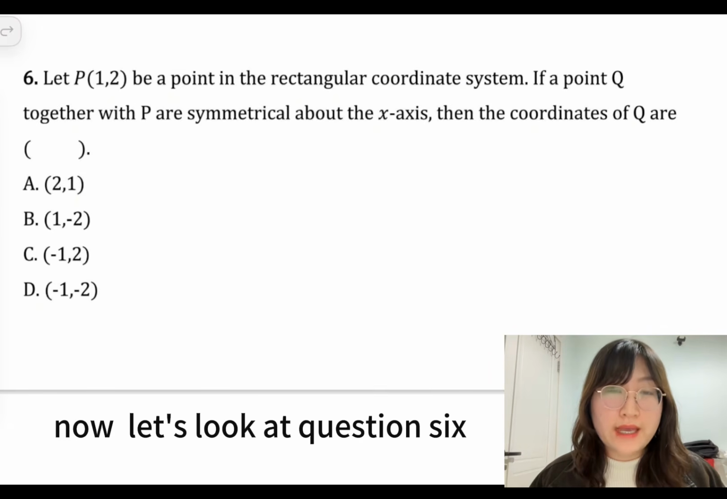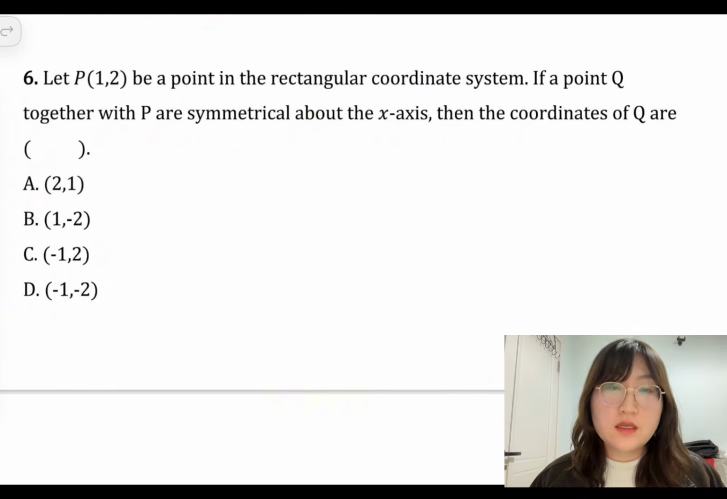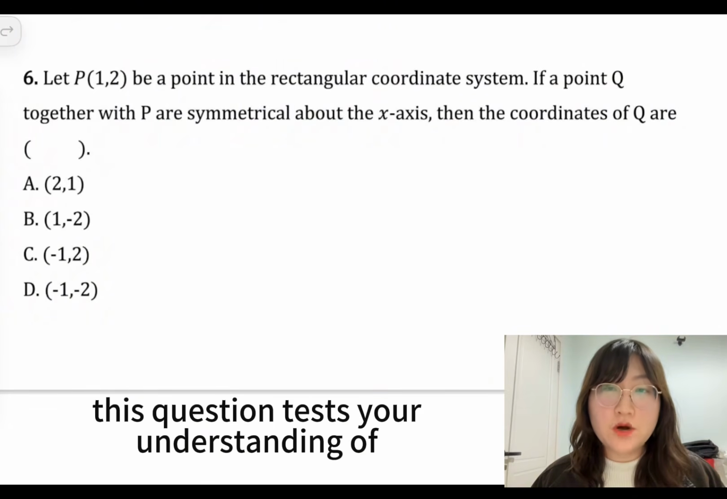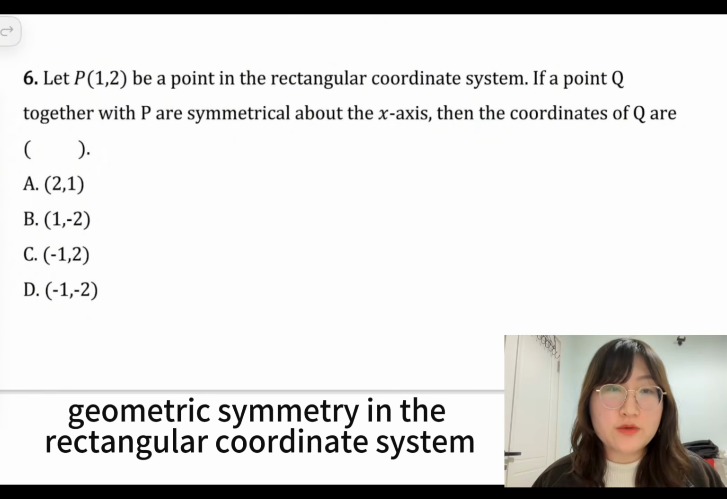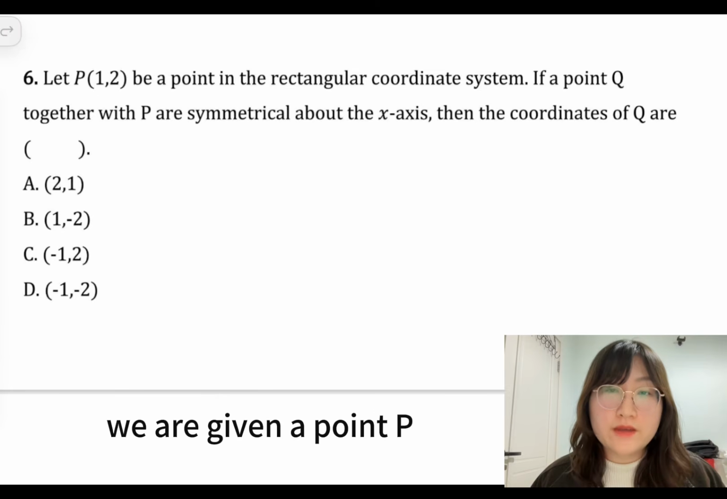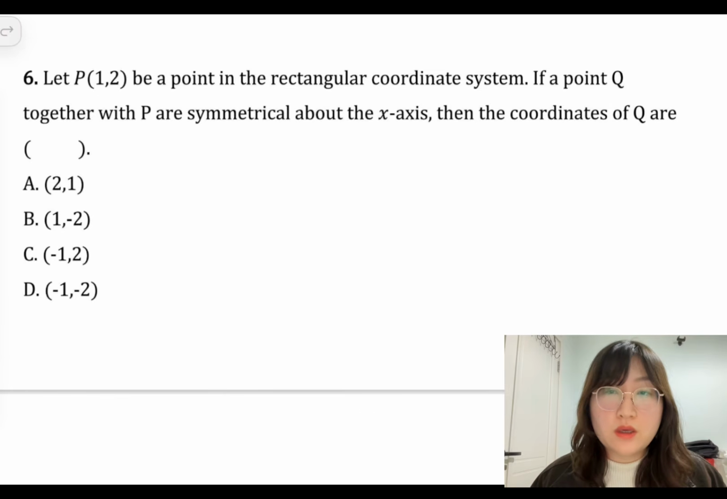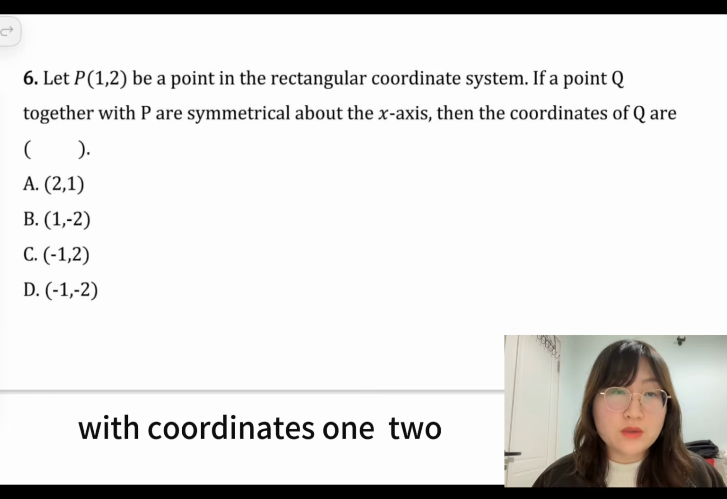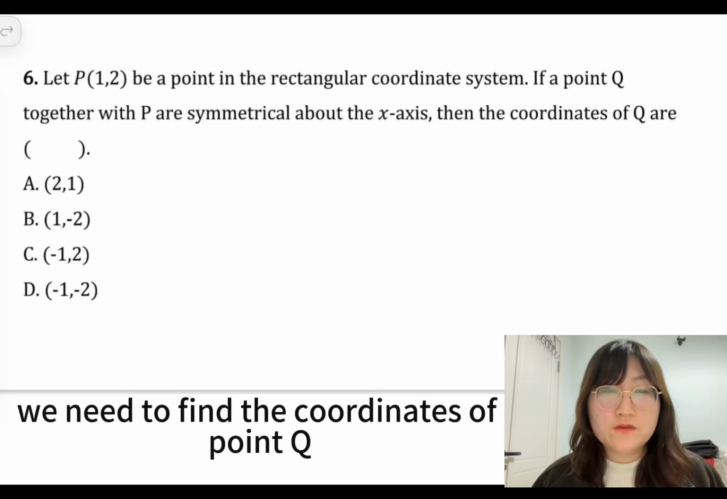Now let's look at question 6. This question tests your understanding of geometric symmetry in the rectangular coordinate system. We are given a point P with coordinates 1, 2. We need to find the coordinates of point Q.